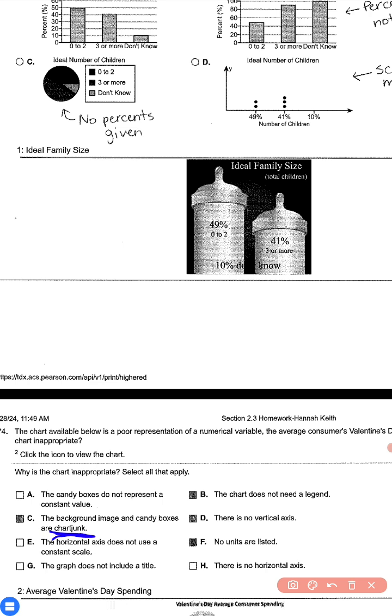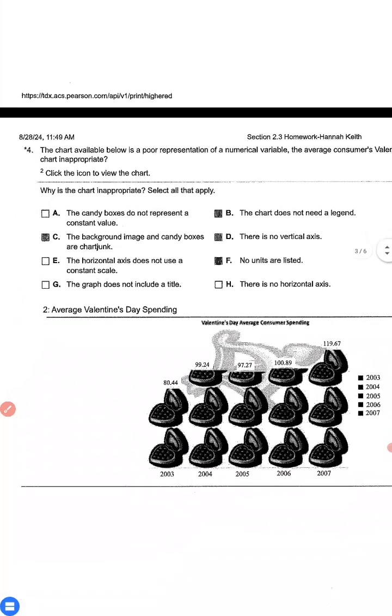So we want to stick with things like bars. We want to stick with clearly labeled axes. We don't want pictures on a graph. They tend to just be confusing, okay?